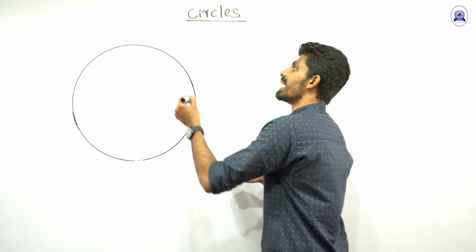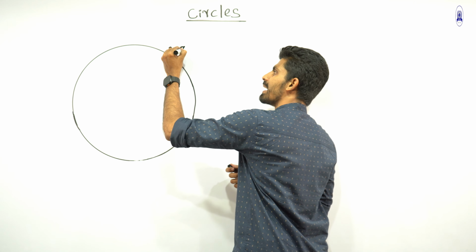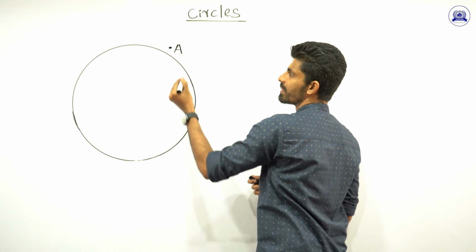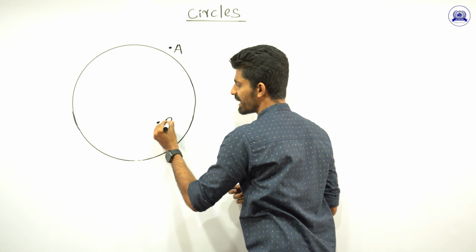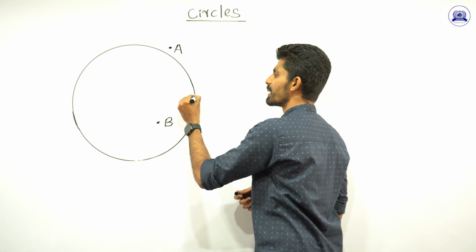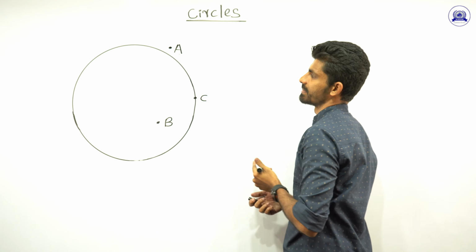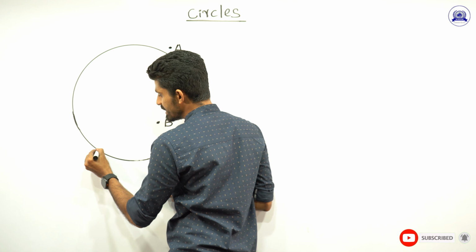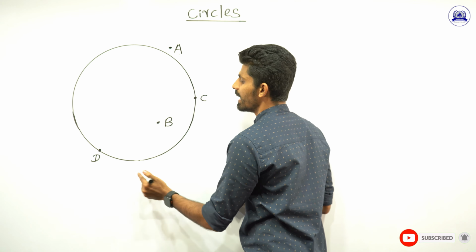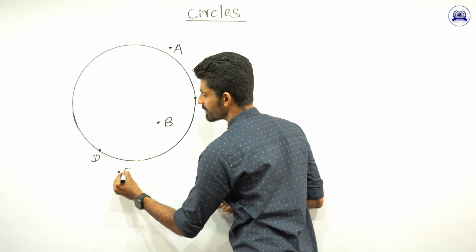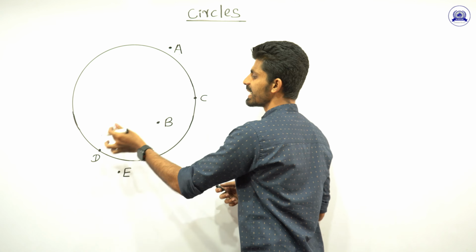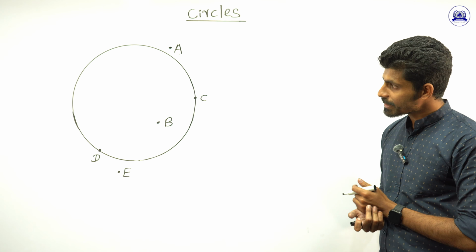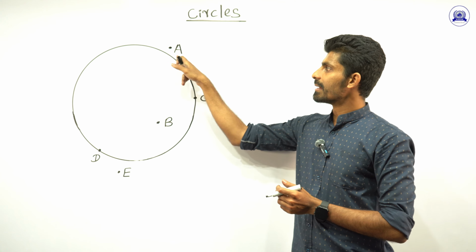Look at this one. I'm taking this one as A, this one equals B, this one equals C, D, and also E. A, B, C, D, E, right? Look at this one. A.